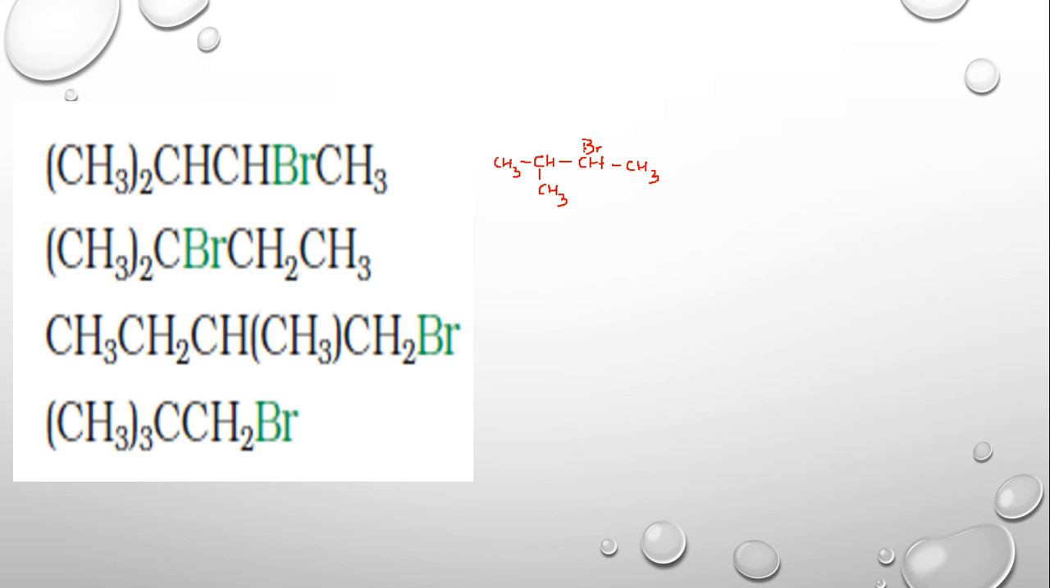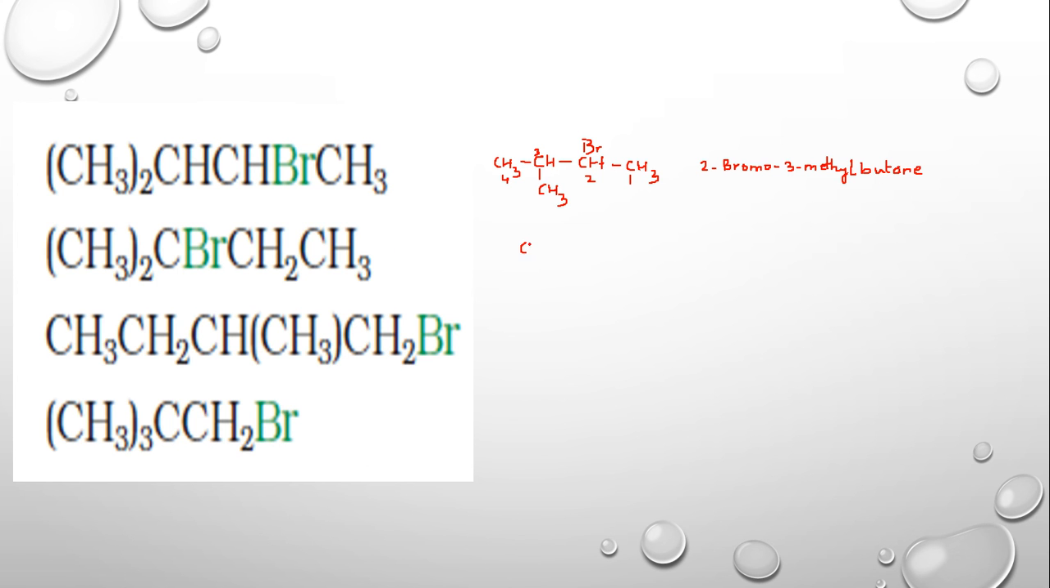Number it, give the lowest number to Br. Okay, so this is your Br. So this is going to be 1, 2, 3 and 4. The name is going to be 2-bromo 3-methyl, carbon chain with 4 carbon atoms. It is butane.